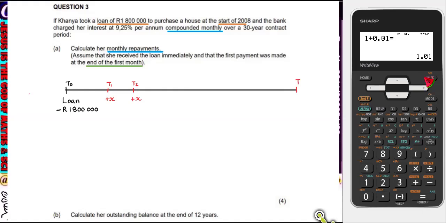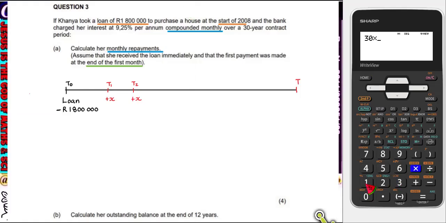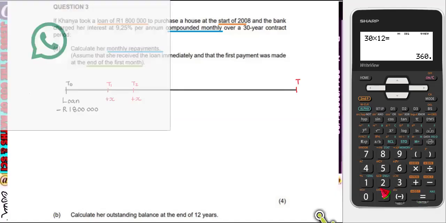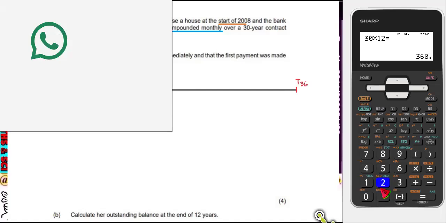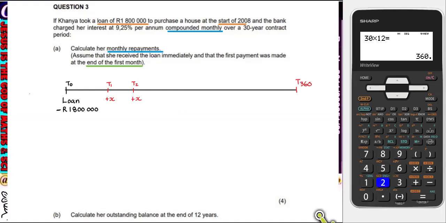Now, they say a period of 30 years. Since it's compounded monthly, I need to take 30 and make it monthly. 30 must be multiplied by 12, meaning I've got 360. So it will be T subscript 360 here. And then here we've got T subscript 359. That's all I need. So here there'll be an X here as well, that's going into an account.